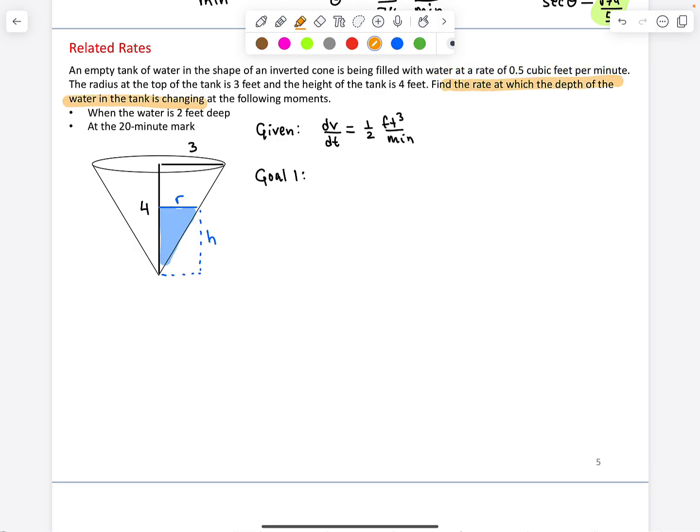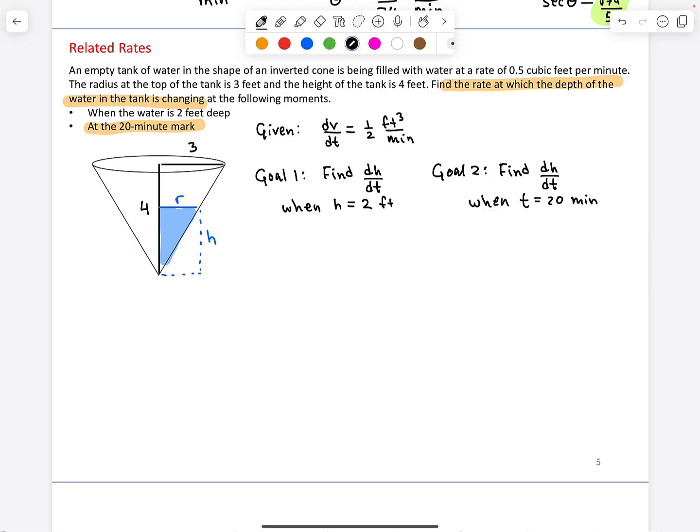Goal 1 is to find the rate of change at which the depth of the water in the tank is changing. I'm calling that depth h. So find dh/dt, and then at the moment when the water is 2 feet deep, when h itself is 2. I'll go ahead and state goal 2. Goal 2 is to find the same rate of change, but this time at the 20-minute mark. So when t is 20 minutes, and this h here is feet.